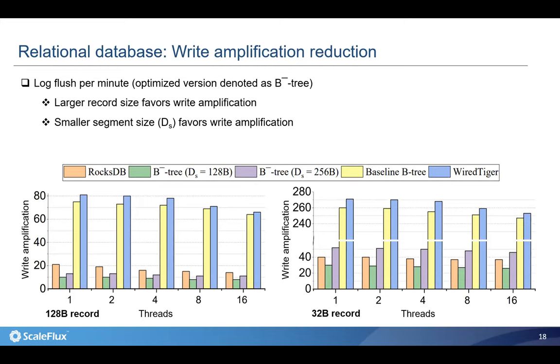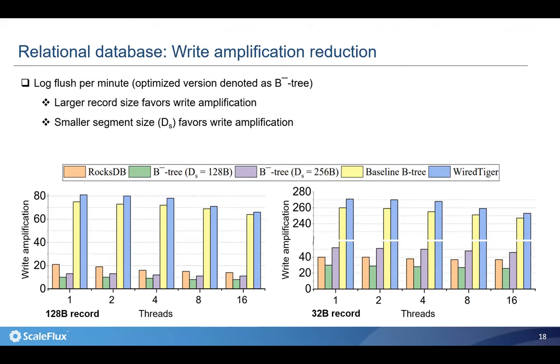This figure shows the comparison result of write amplification on different record sizes. We use two record sizes, 128 bytes and 32 bytes. We also use two different segment sizes. Remember, we use segment size for the localized page modification logging technique. The two segment sizes are 128 bytes and 256 bytes.